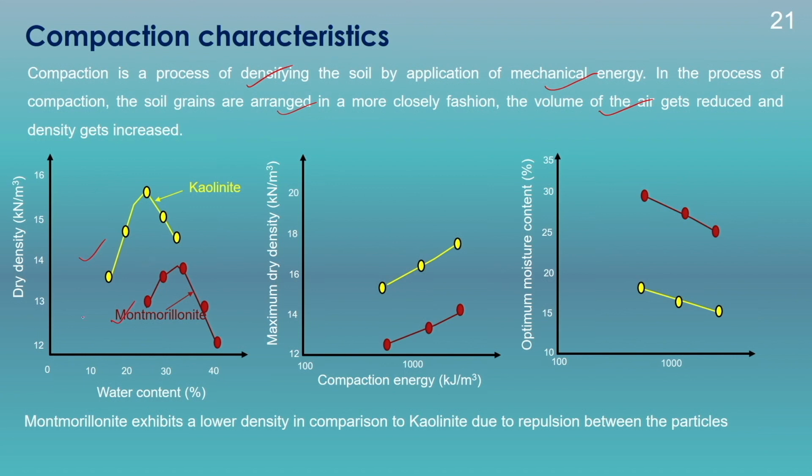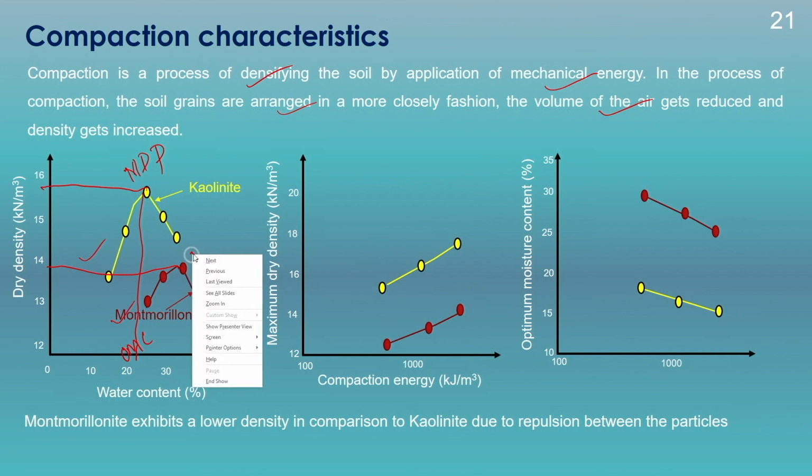Here, if we see the compaction curve for montmorillonite and kaolinite, we can see that kaolinite will have a higher value of maximum dry density and lower value of optimum moisture content in comparison to montmorillonite. Here, this is the maximum dry density of montmorillonite and the OMC value of montmorillonite.